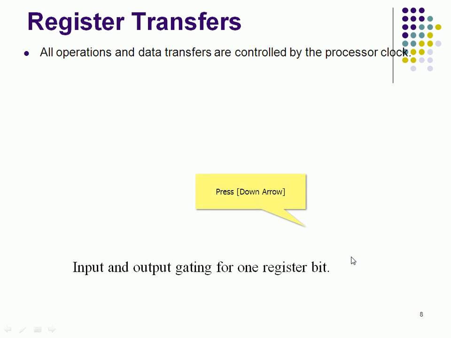So after understanding this ALU part, let me see how register transfer will happen, that is, how data will be transferred from register to register. All operations and data transfers are controlled by the processor clock, right? So let me see the input and output for a 1-bit register.